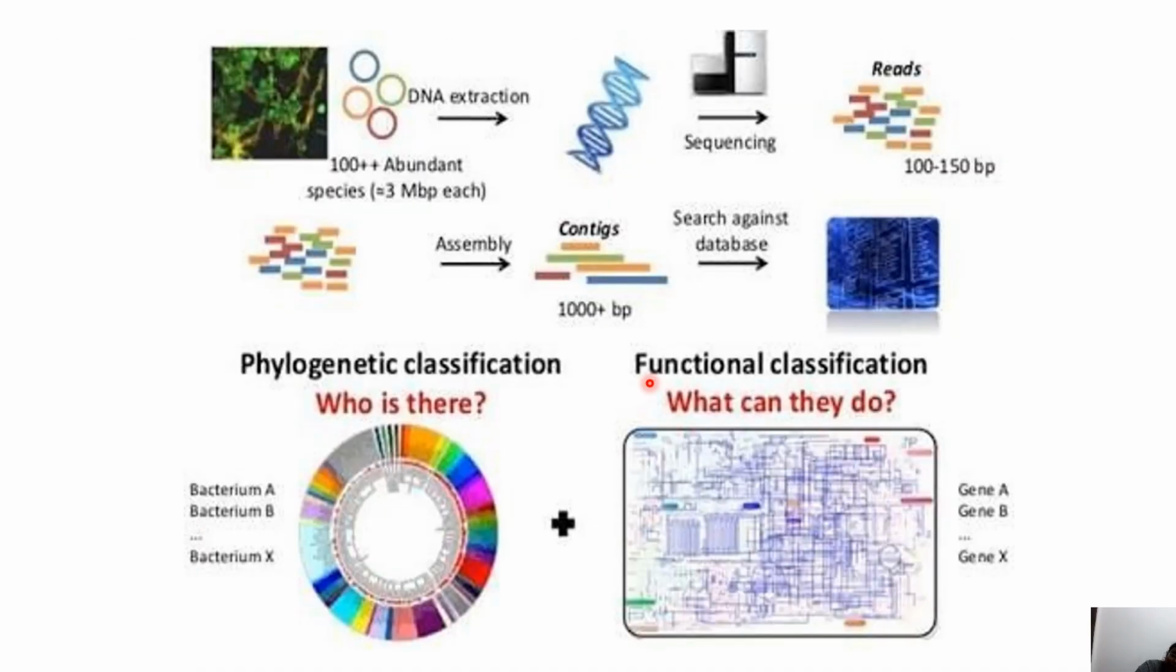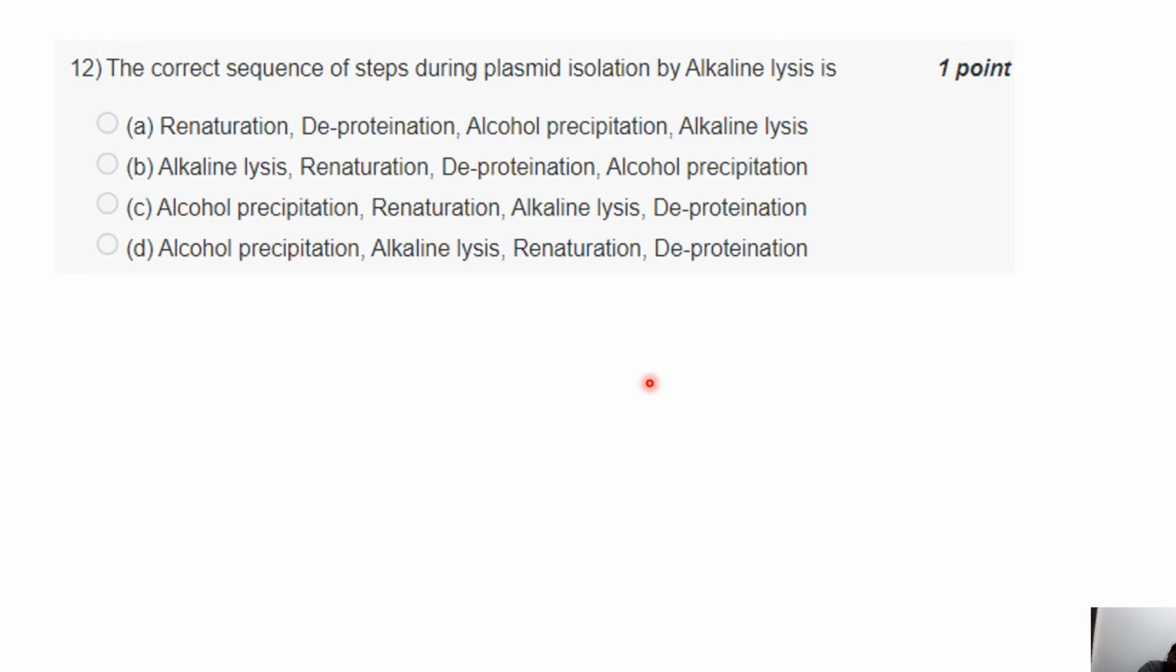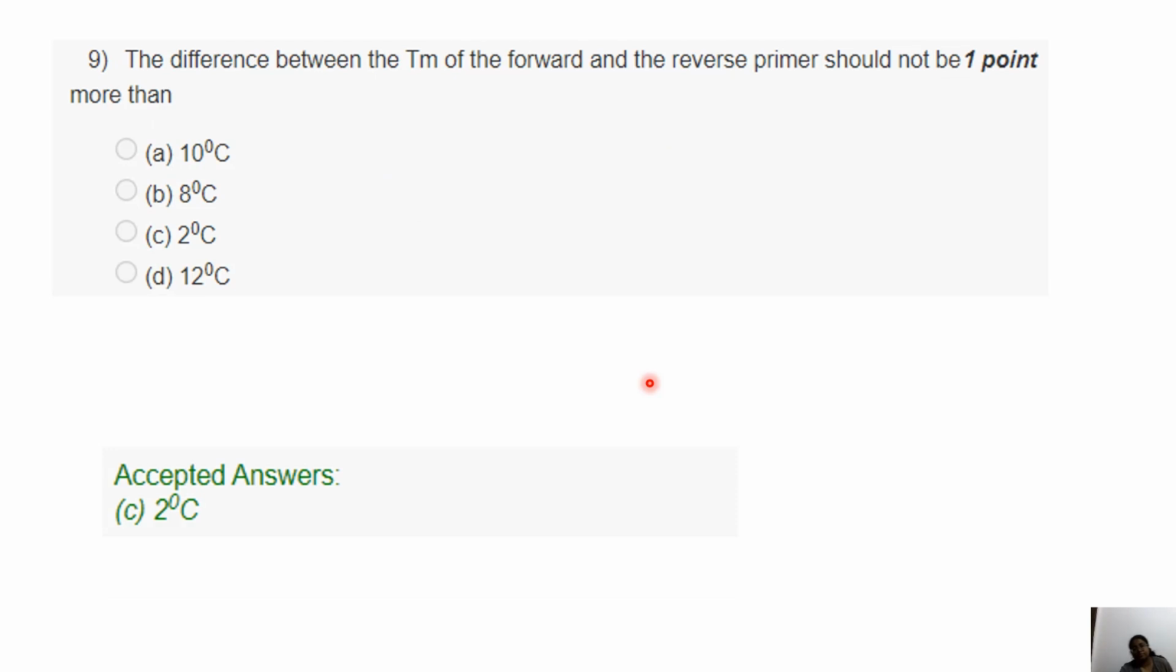So we're coming back to the question that we started with. The difference between the Tm of the forward and the reverse primer should not be more than 2 degrees Celsius, right? So if you have a doubt regarding this question, you can ask, or we can move on to the next question.